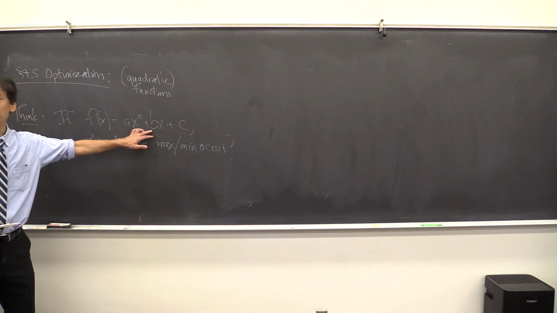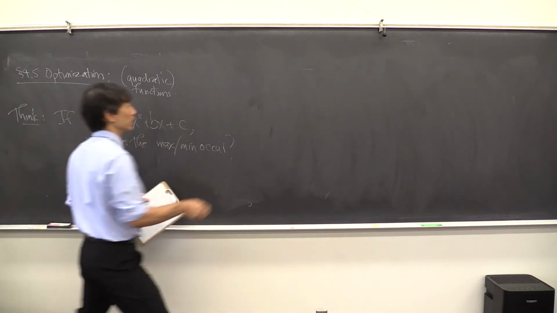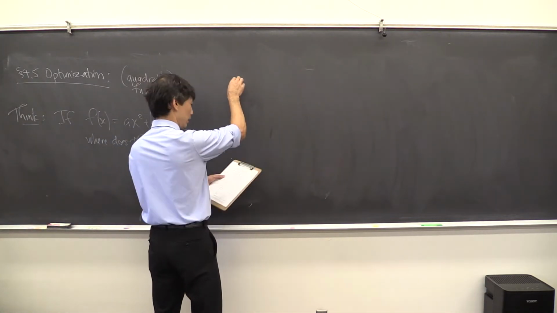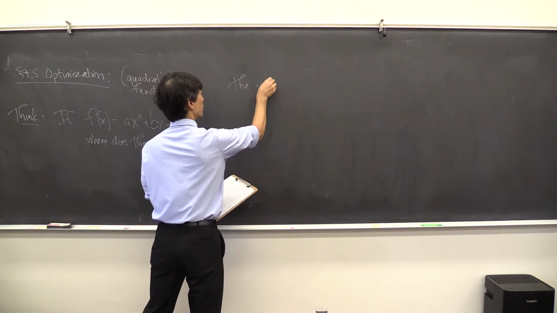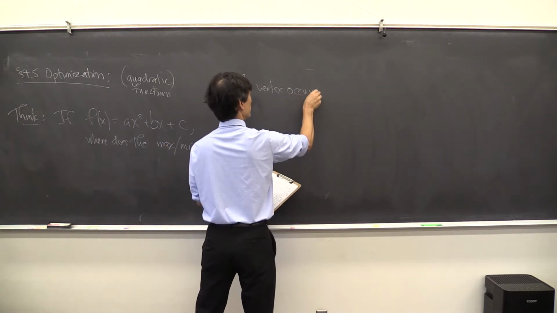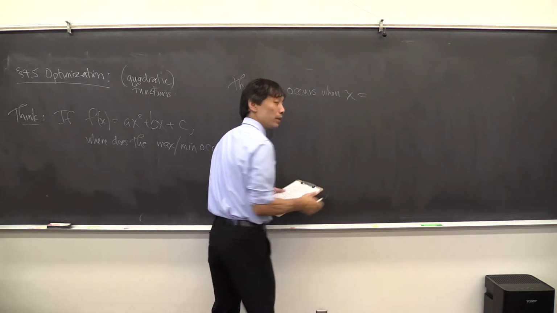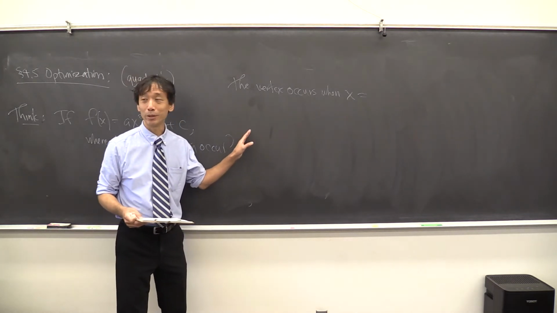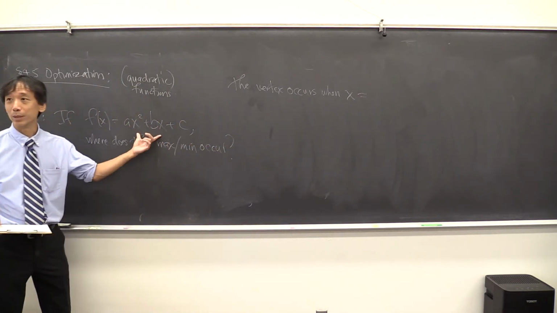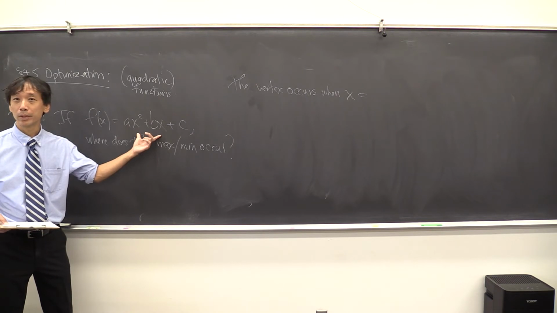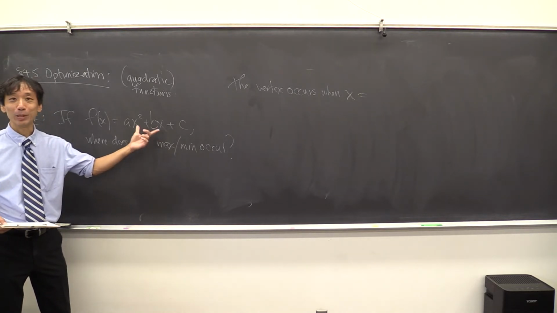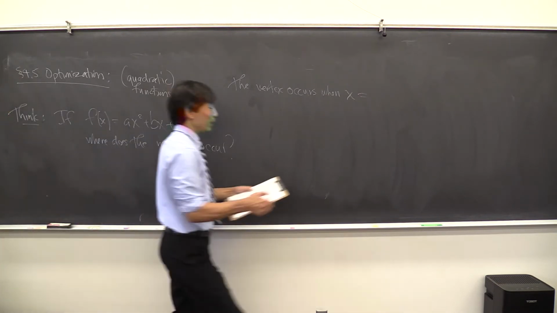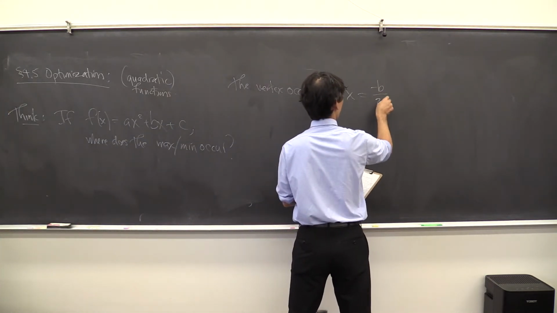Well, to do that, we'll use completing the square. The vertex occurs when x equals... Does anybody know this offhand? Just from memory, where does the vertex of a parabola like this occur? I'd be kind of shocked if you know it. I wouldn't know it offhand. That's okay. It actually occurs at negative b over 2a.